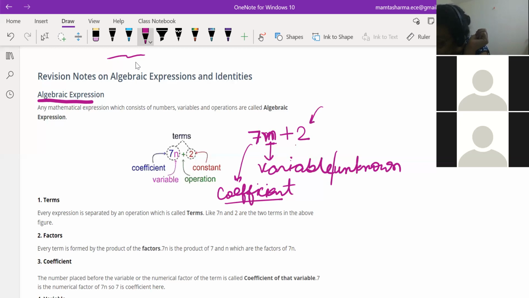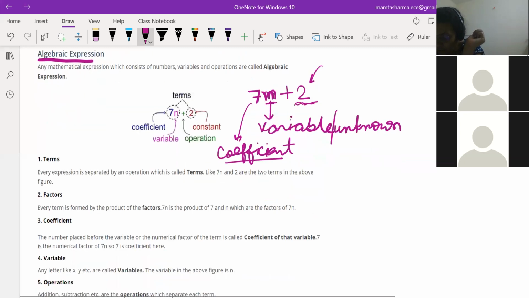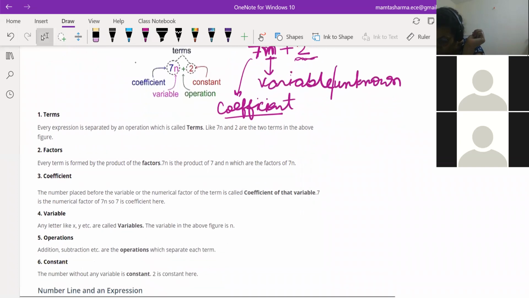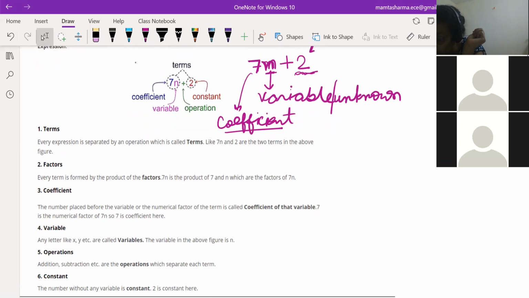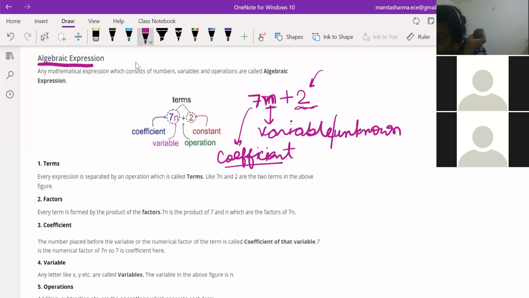Now see, a constant is a term which is without any variable. A constant is a term without any variable. You can see here there is no variable with this 2. So this 2 would be a constant.